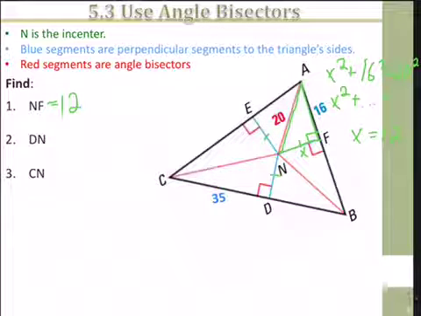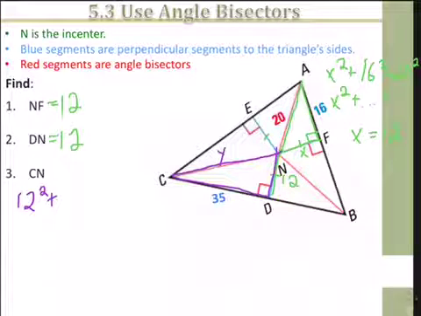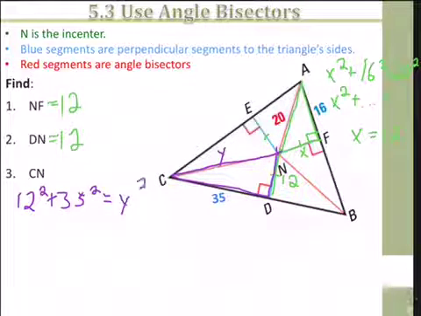Cool. DN. All right, well, DN is congruent to NF, so that was easy enough. That's 12. Now CN. Okay, looks like we have some more silly Pythagorean theorem business going on here. And I don't know if there is a special right triangle rule we can apply here. We might just have to do this the old-fashioned way. We might just have to say 12 squared plus 35 squared equals CN, I'm calling y squared.